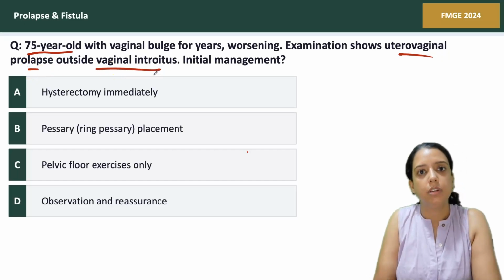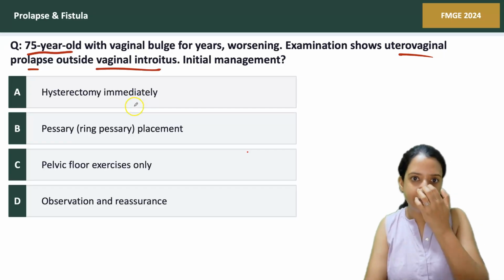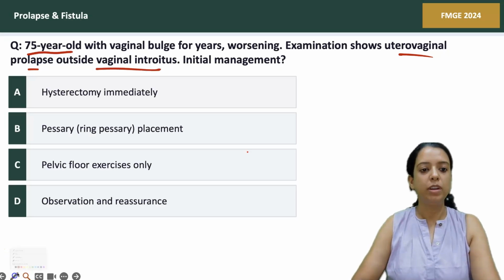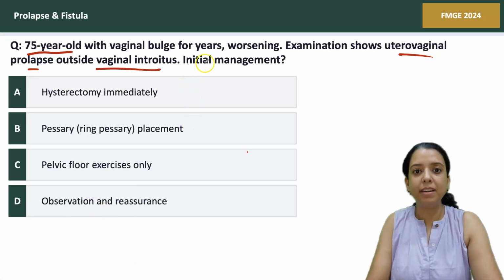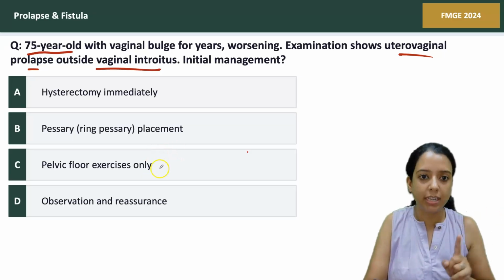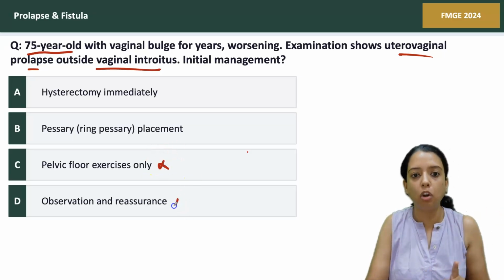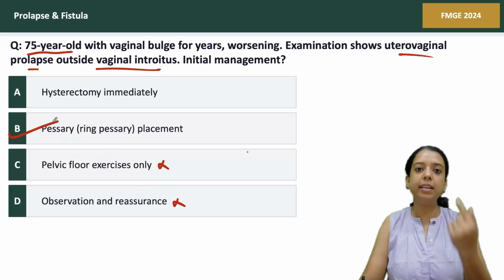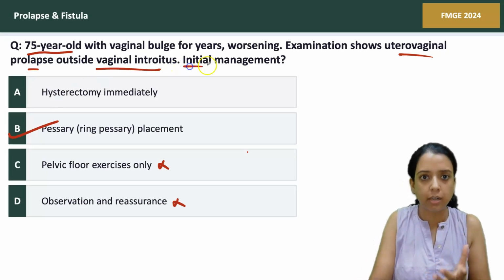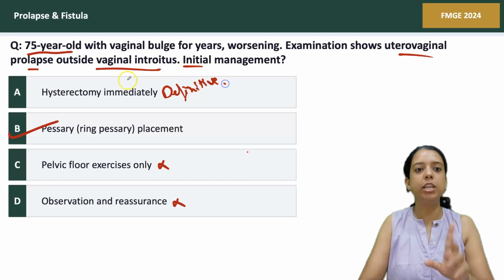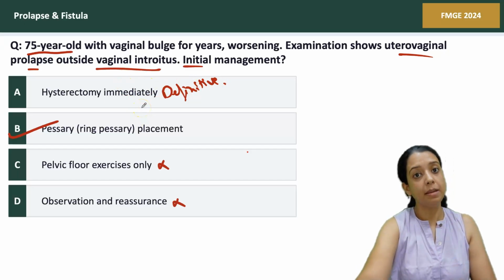What do you do? So hysterectomy in a 75-year-old, immediately, not the initial. It might be the definitive, one of the best treatments, but not the initial. In such an old lady, you will always try something more conservative. Now it is coming outside, so just exercises is not possible. You will not observe, it is coming outside. The best right now is a pessary. If they ask the definitive management, it is not initial. Definitive is hysterectomy. But right now, initial in a 75-year-old is the pessary.